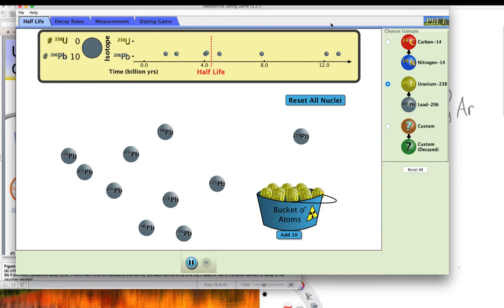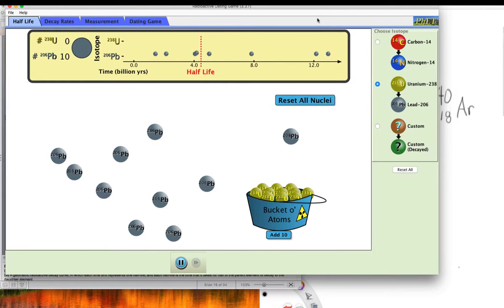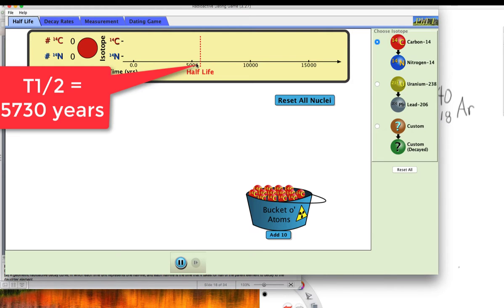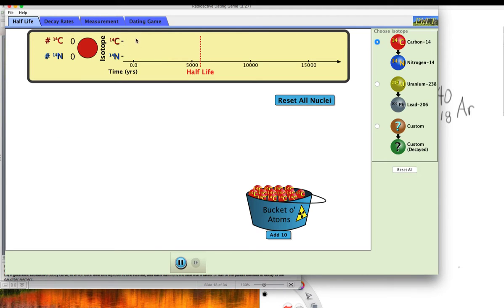Let's look at this little game that is put in the lab. I downloaded it in the lab, and I don't know if you can get it on there. I had to work to get it on there. I had to go to the website and put it on there, but I can show you what you can do with this. In this demonstration, I'm going to show you carbon-14, and carbon-14 has a half-life of about 5,730 years.